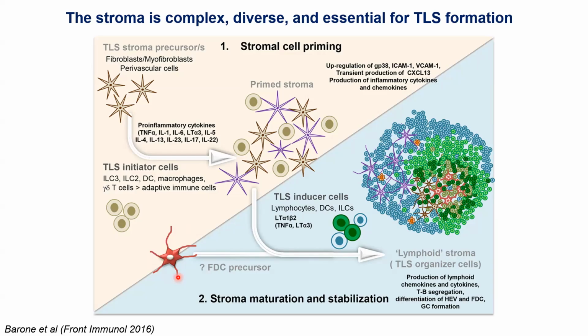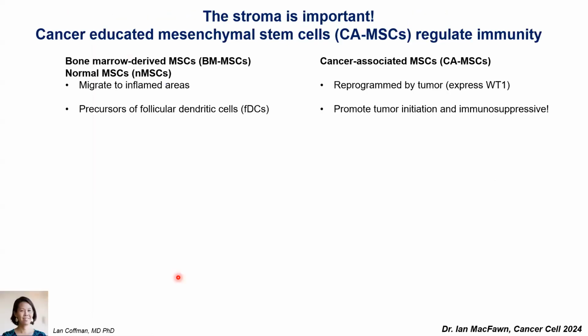And follicular dendritic cells, despite their name, come from precursors in the stroma. They come from mesenchymal cells. And this is where we partnered with Lon Kaufman, who's a really talented physician scientist. She treats ovarian cancer patients, but she focuses on these cancer-educated mesenchymal stem cells. And these cells are reprogrammed by the tumor. They express WT1 as one of their hallmarks, and they promote tumor initiation and immunosuppression. On the counter, if you resist that education and you're normal, or you come from the bone marrow, you can migrate to inflamed areas. And these are often the precursors of follicular dendritic cells. That's what's been shown in the literature, and other supportive stroma that would help for germinal center formation.